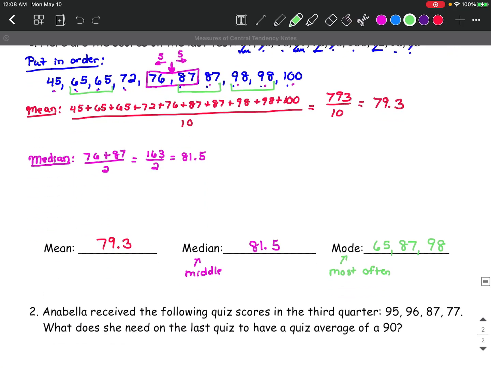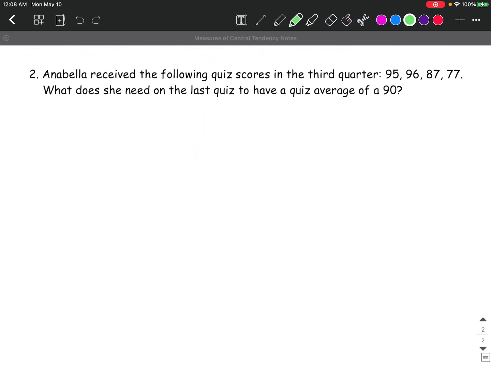Okay, one more problem. This one's going to be a little bit different, but something you might actually want to do one day. So here we have Annabelle received the following quiz scores for the 3rd quarter, 95, 96, 87, and 77. And she wants to know what she needs on the last quiz to have a quiz average of 90. Now remember, the average is just another word for the mean. So how do we find a mean? Well, the first thing we do is we add up what we know. 95 plus 96 plus 87 plus 77.